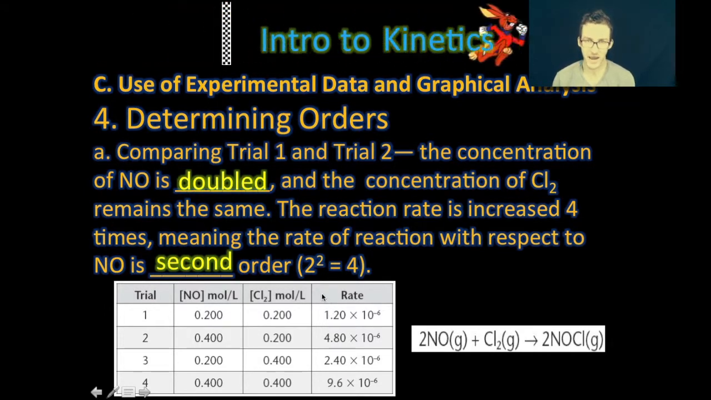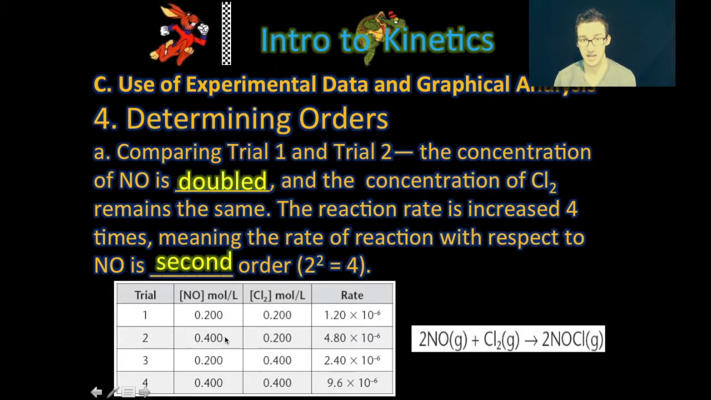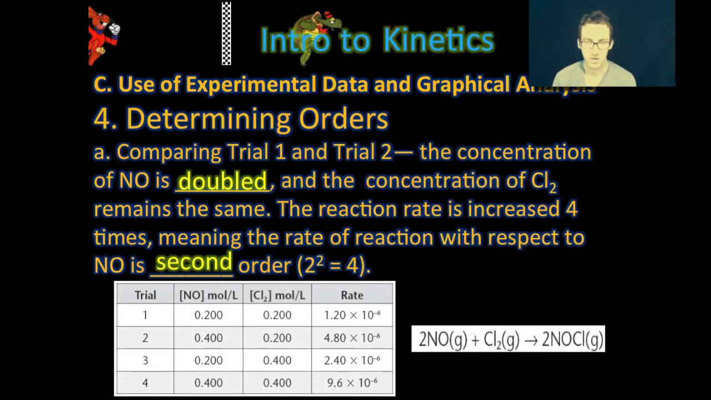Meaning that the rate of this reaction with respect to NO is second order. In other words, when we double this, the rate quadrupled. And so we would then describe the rate of the reaction with respect to NO as second order, because as this doubles, the rate quadruples. And second order is simply defined as directly proportional to the square relationship of one of your reactants.